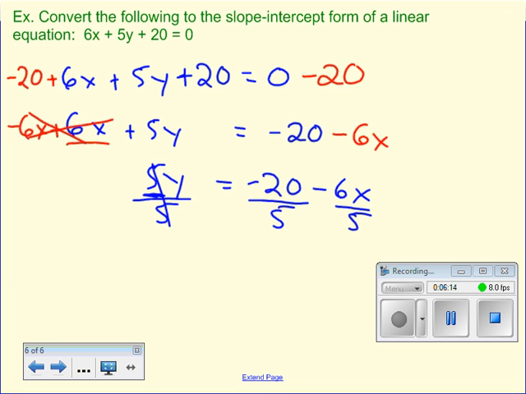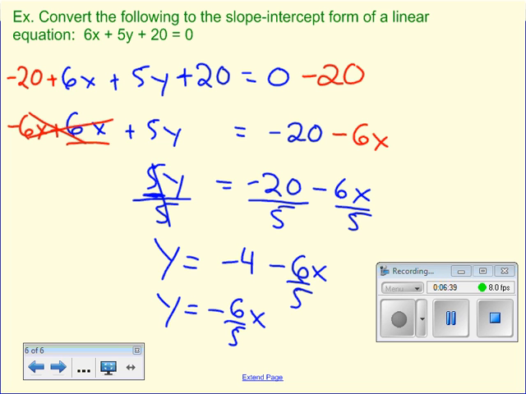5 over 5 is 1, which is great. That gives me my y value. Negative 20 over 5 is going to be negative 4. And then I'm left with negative 6x over 5. And just to clean it up, I'll put it into my y equals mx plus b form. I'll just rearrange these. Y equals negative 6 over 5 x, that's my slope, minus 4, which is my y-intercept. And that's how I convert from the standard form to y equals mx plus b form, and vice versa.